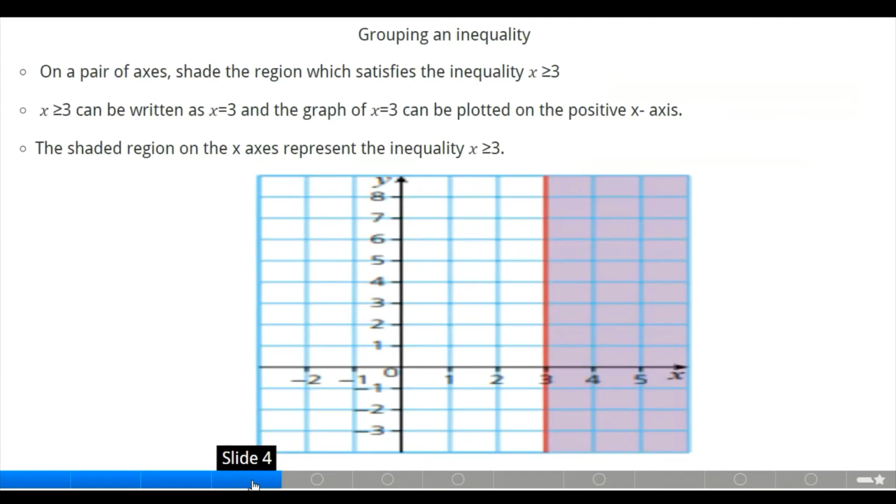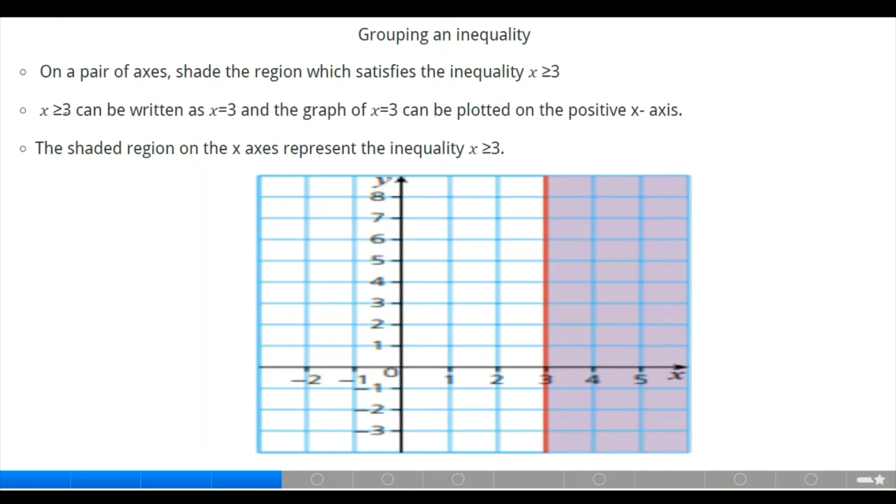Now we have grouping an inequality. So what happens when we have just one inequality and we want to place our solution on the number line? Look at this. We have an example when x is greater than or equal to 3. So we should represent that on a graph. If you want to do this, you have to convert the inequality sign here, which is greater than or equal to, to equals to, so that you can get a definite equation solution. So by so doing, x greater than or equal to 3 can change from the greater than sign to what? x equals 3.